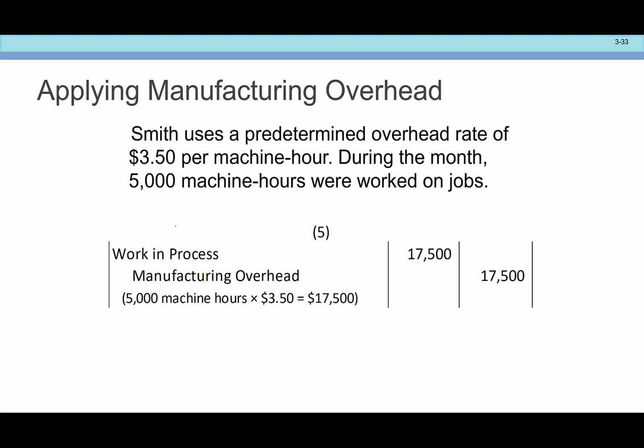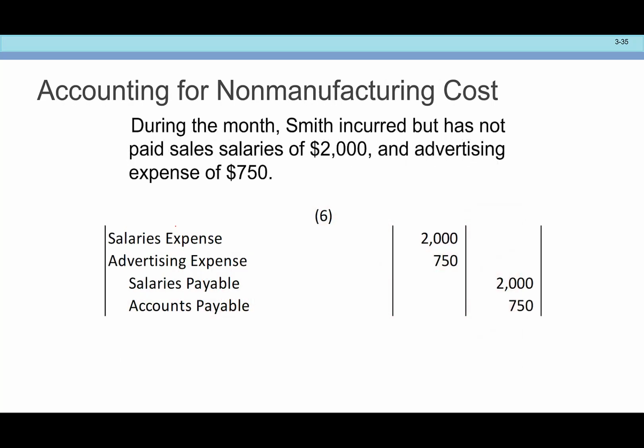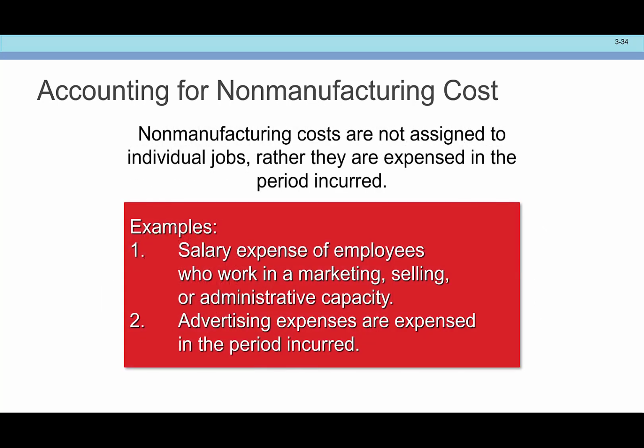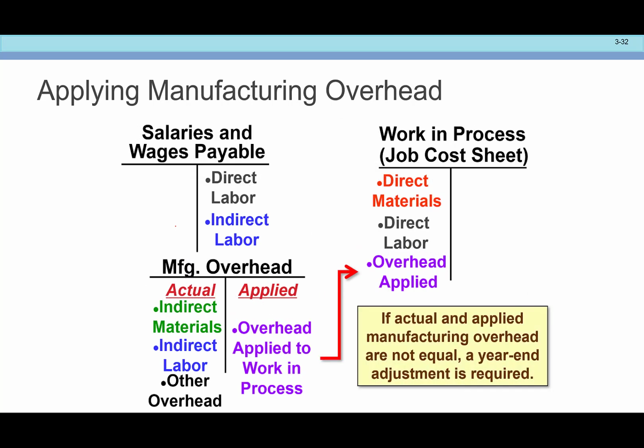And they tell us that there were 5,000 machine hours worked on this job. So we take $3.50 times the 5,000 machine hours. We're going to debit the work in process for $17,500 and credit the manufacturing overhead for $17,500. So we've done it. They showed me the journal entry already. Let's look at it here. So we've got our manufacturing overhead out of the manufacturing overhead and into work in process, haven't we?